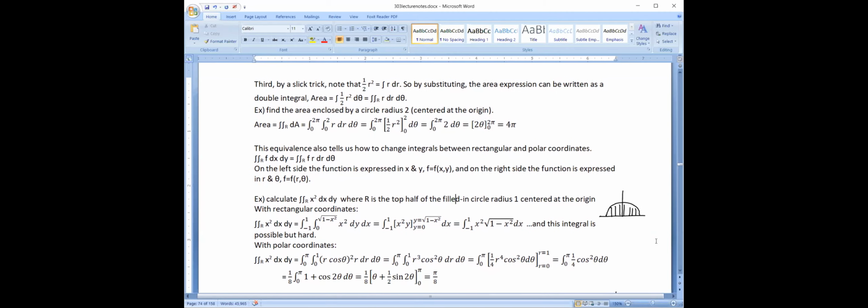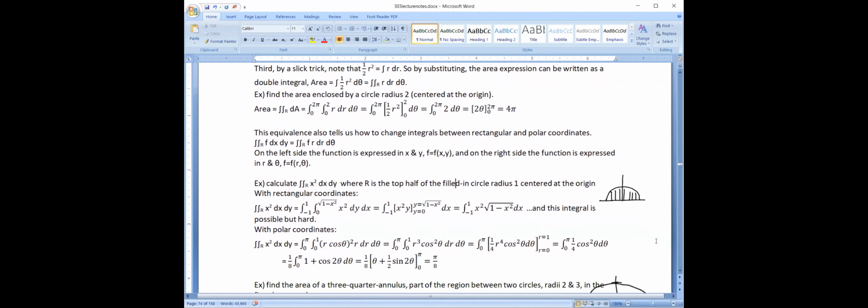So in this case, notice how much simpler it is to do with polar coordinates. And the reason for that is because the original region that we started with is so easy to describe in polar coordinates, because it's not a circle, but it's circle based.